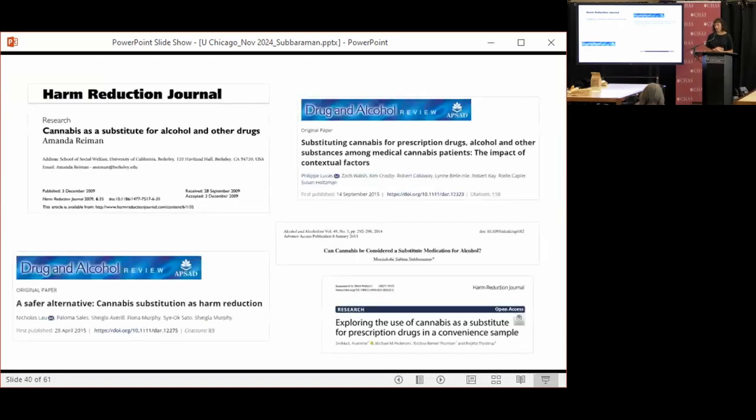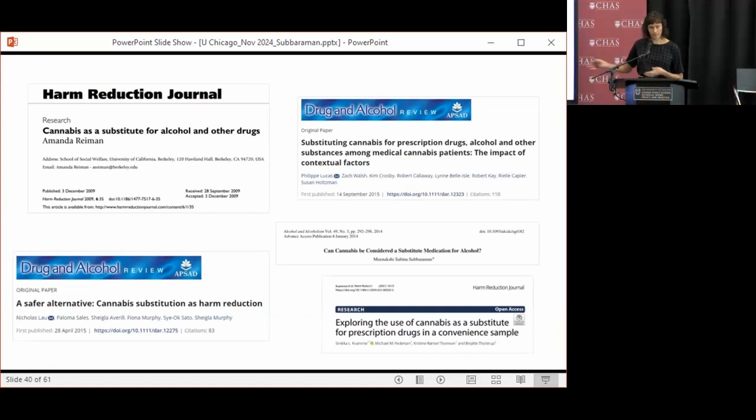Well, there is some evidence that cannabis is used as a substitute for alcohol and other drugs. Here are a few papers, including one of my own. These papers conclude that cannabis can be and is being used as a substitute for alcohol or other drugs in these particular samples. Getting a little more detail on these papers.